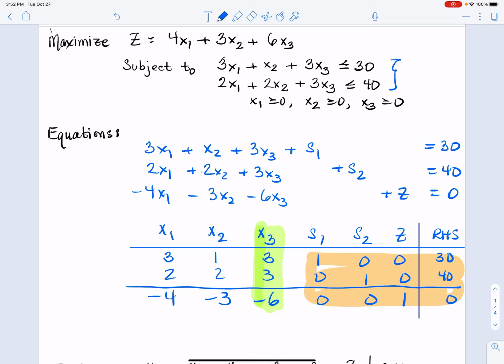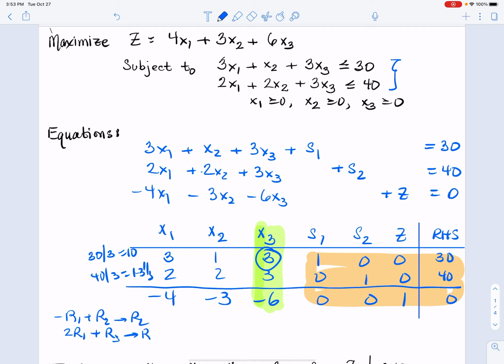Well, this is interesting. We're going to be dividing the right-hand side by 3s. Basically, whichever ratio is smaller is the winner. So 30 over 3 is 10, and 40 over 3 is 13 and a third. So we'll say row 1 wins, which means this is my pivot. So we pivot around the first row, meaning I'm going to do row operations, keeping the first row each time. If I take negative R1 and add R2, we get a new row 2. And if I take 2 row 1s and add it to R3, that's the new R3.